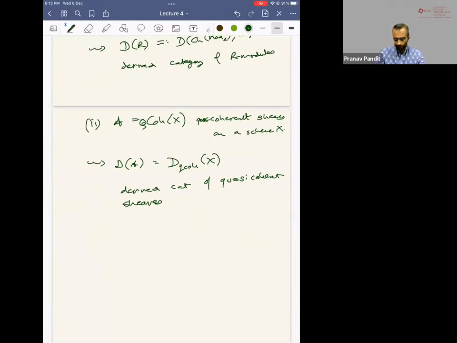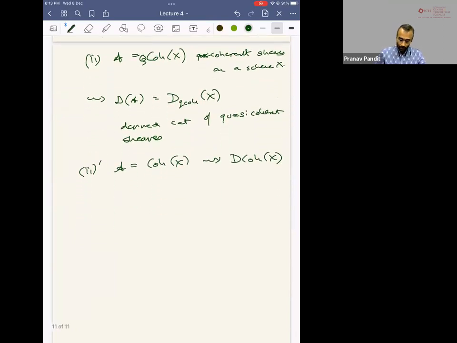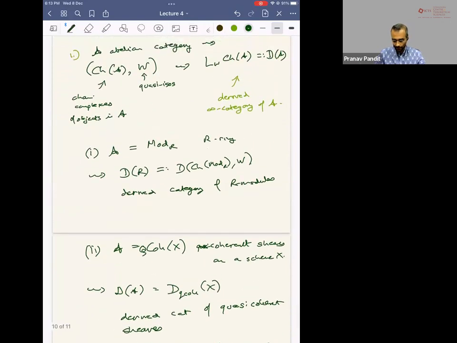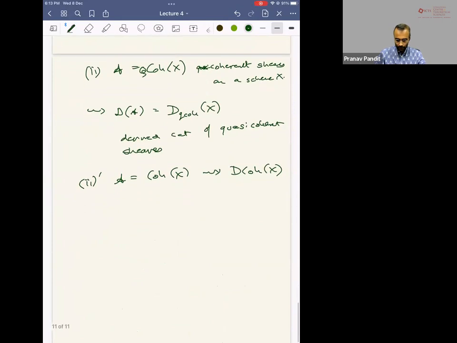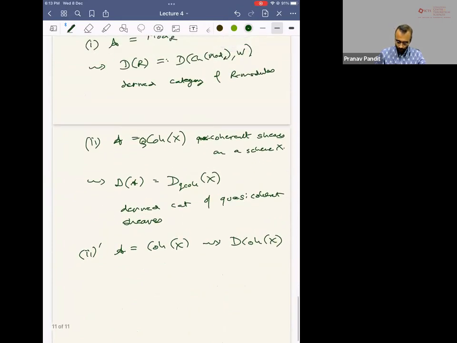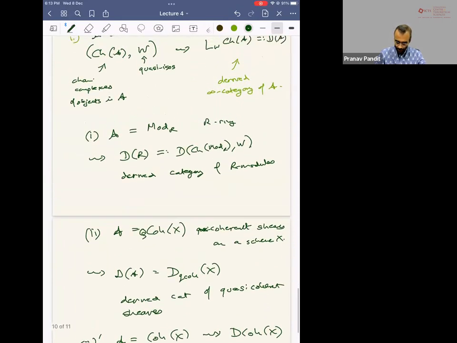So in geometry, you have this natural category. You could also do 2 prime, where you take A to be coherent sheaves on X. And that gives rise to the derived category of coherent sheaves, which is some other category you can associate. Okay, so this is from algebraic geometry. Let me now give some examples coming from, okay, I wanted to give a symplectic example, but I just want to make a comment here.